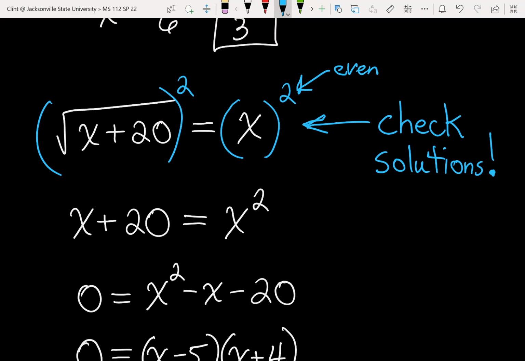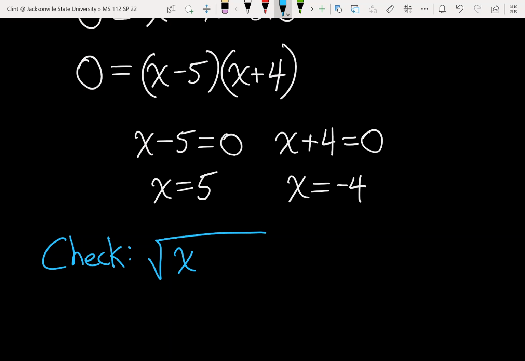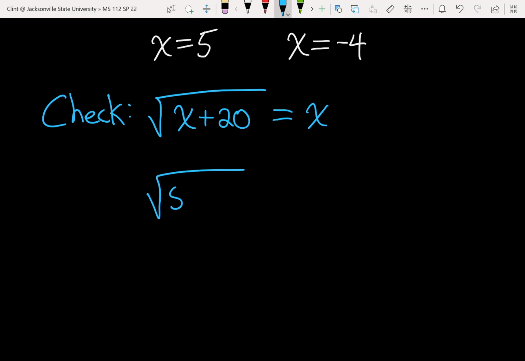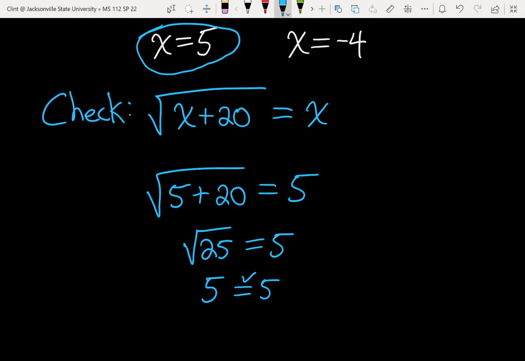Since we're squaring both sides here, we need to be extra careful to check both of our solutions. So here's our check. Here's our original equation again. So let's try the 5. If we try the 5, does that equal 5? Square root of 25. Yeah, that checks out. So 5 is a good solution.